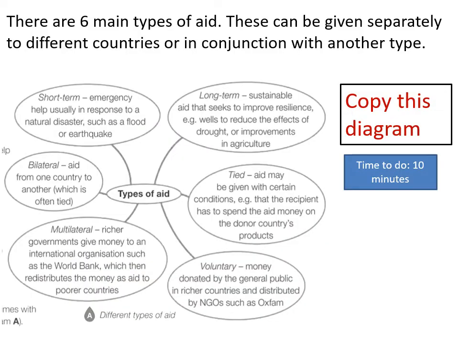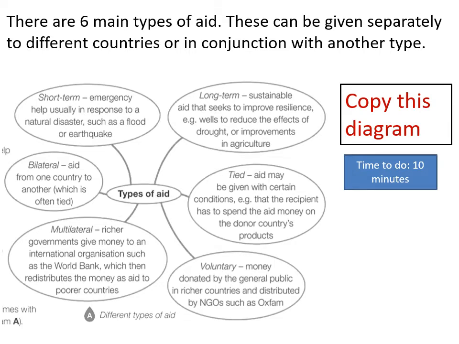So there are 6 main types of aid. They are on this spider diagram in front of you. They can be given separately or in conjunction with another type. So for example, you could have short-term voluntary aid, you could have long-term bilateral aid, you could have long-term multilateral aid, you could have long-term tied bilateral aid. So we can have all sorts of combinations.